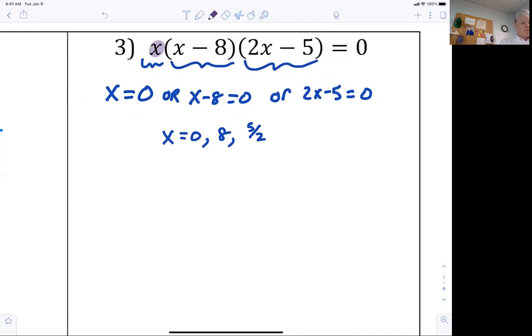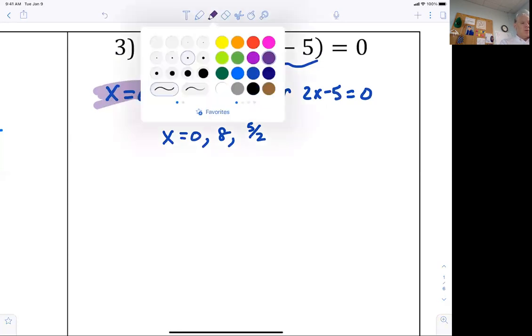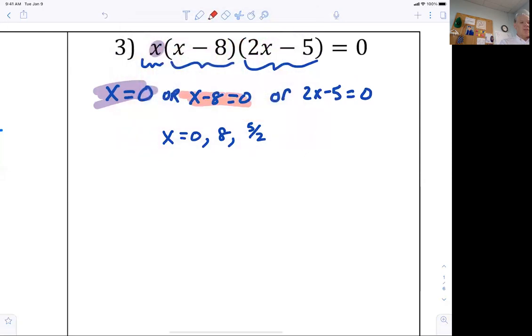For the first one, it's already solved for us. It says x equals 0. On the second one, we just solved x minus 8 equals 0, which was 8. And then on the third one, we just solved 2x minus 5 equals 0, which is just 5 halves. So those are your 3 solutions because there were 3 factors.